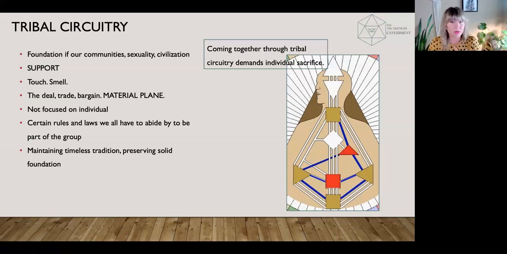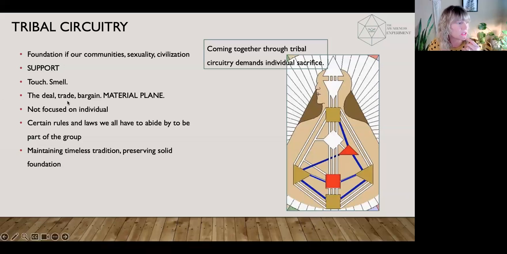It makes sense. Somebody with tribal circuitry is going to be about support, and want to feel supported. It's about touch and smell, a big time touch, whereas individual was acoustic. So this is more about the touch and like the feeling and the hugs and all those different things. And we'll touch on some of the smell today.